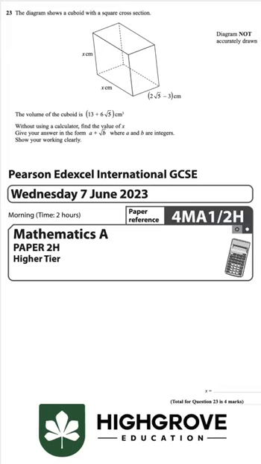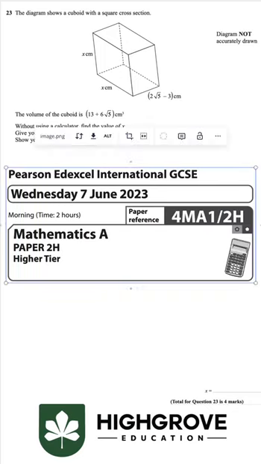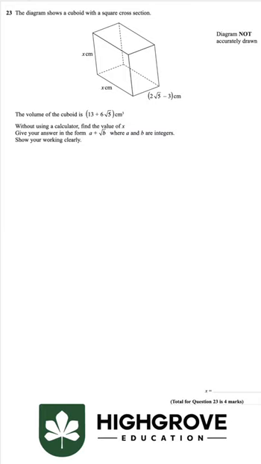This question 23 was one of the trickiest questions on this paper 2H from the IGCSE in June 2023. In fact, it was so tricky that the average score out of 4 was only just over 1 mark. Let's read through the question and see if we can solve it.